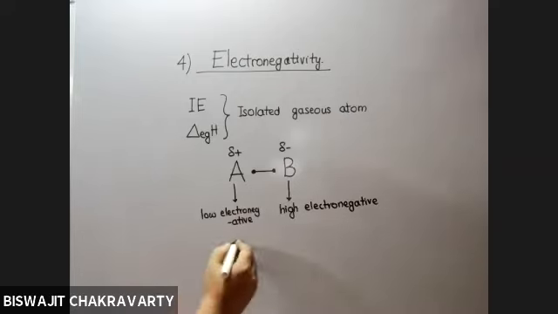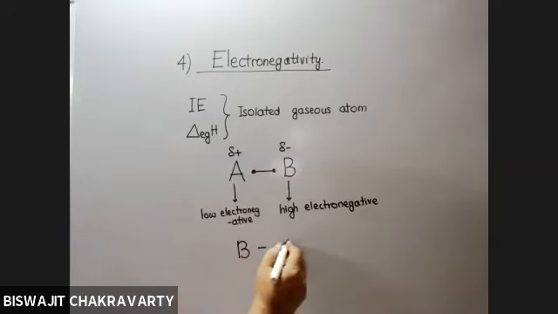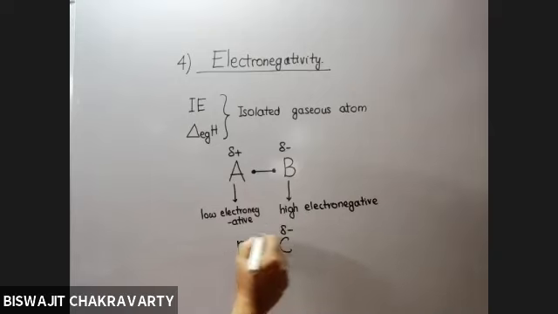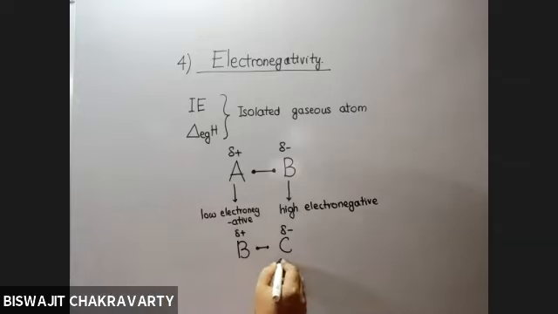But suppose B is connected to another atom, which is more electronegative than that of B. So obviously, now the behavior of B will be completely reversed or not? Yes, sir. So now out of B and C, who is more electronegative? C. Sir, C is more electronegative, and that is why I have given del minus on C. So electronegativity is a relative term.